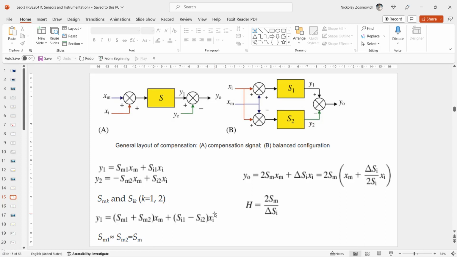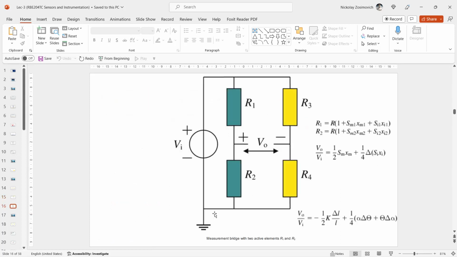Okay, let's go. The method is illustrated with a two active element Wheatstone measurement bridge, as you can see on this slide. In this bridge mode, R1 and R2 are fixed resistors, and R3 and R4 are resistive sensors. Their resistance values change with a particular physical quantity as well as an interfering signal, according to the second equation.